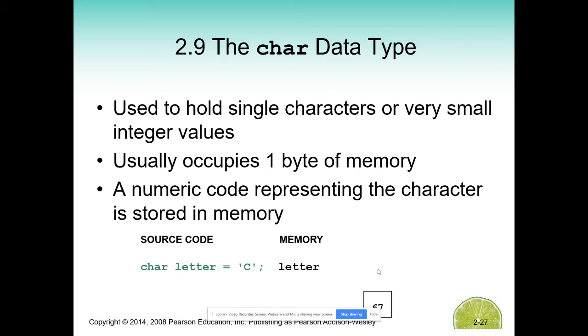Then you have the character data type, used to hold a single character or a very small integer value. It usually occupies 1 byte of memory. A numeric code representing the character is stored in memory. Okay.